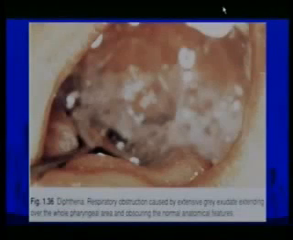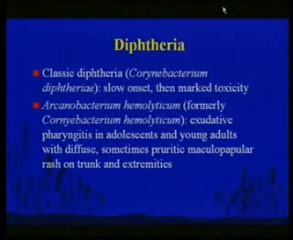This is diphtheria, slightly out of focus, a gray exudate over the whole pharynx. And the problem with this disease is the toxin, right? Toxin that gets absorbed and goes to the heart and lots of other places. Classic diphtheria, slow onset, marked toxicity. There's another one out there today, Arcanobacterium hemolyticum, rarely causing pharyngitis in adolescents and young adults with a rash on the trunk and extremities.